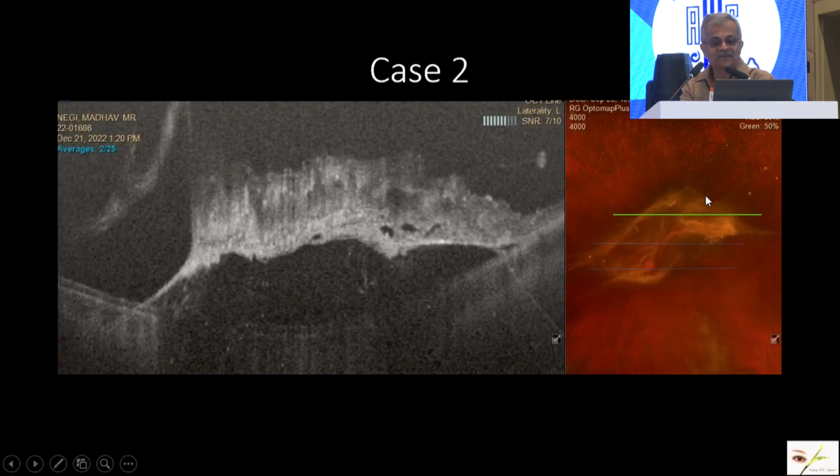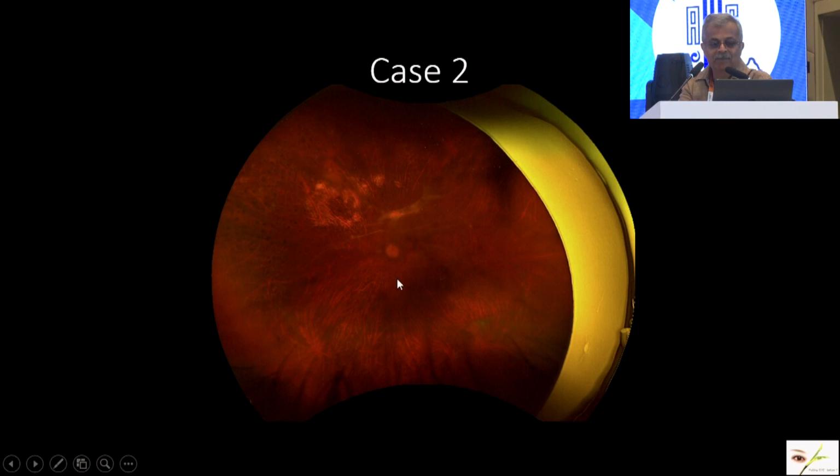Same patient, a slightly different area. You can see pre-operatively how difficult it would be to dissect this membrane. And the same patient post-operative: there was a hole here because the membrane was quite attached, but the rest of the retina is nicely attached and the patient has benefited by surgery.